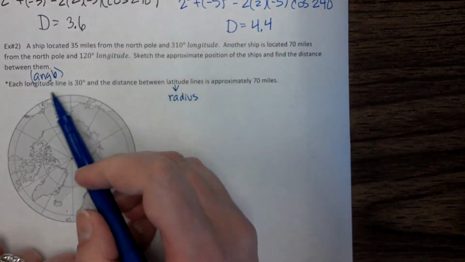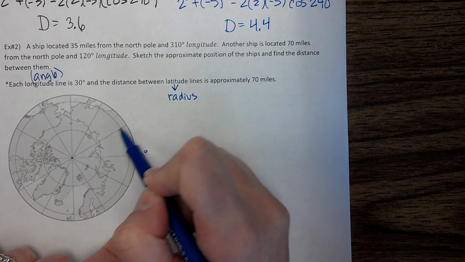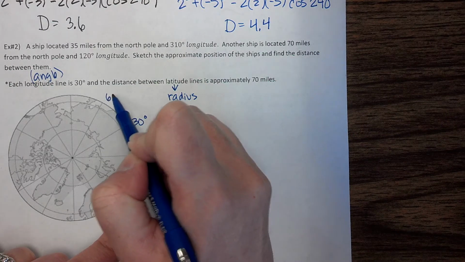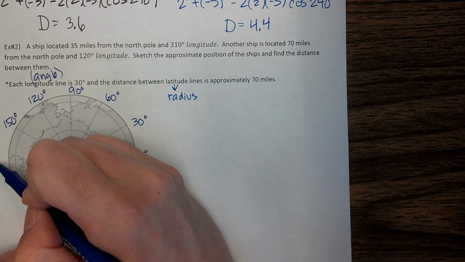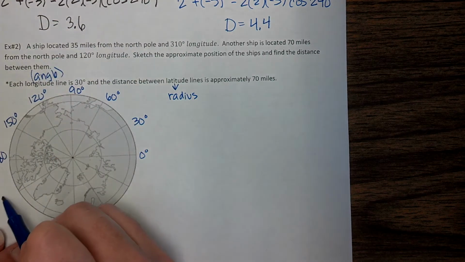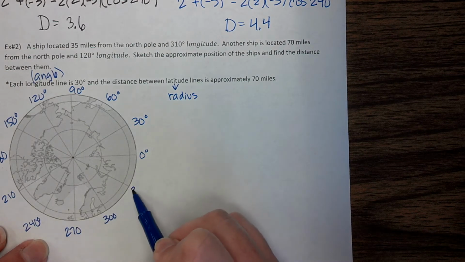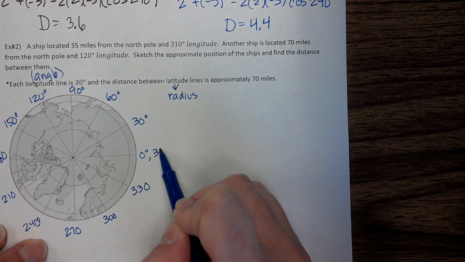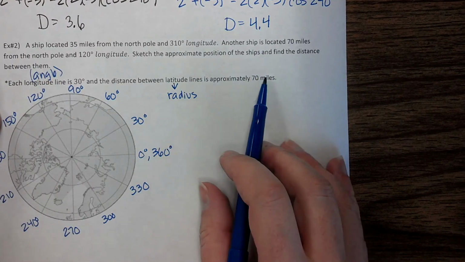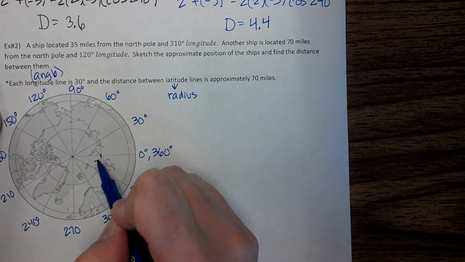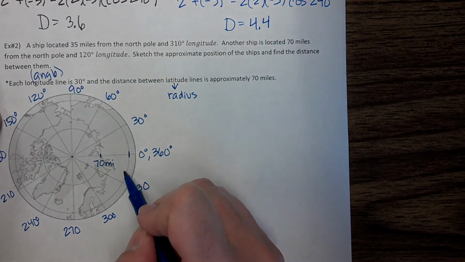Alright, so let's see here. So it says each longitude line is 30 degrees, so we're still going to have 0 degrees here. So that means each of these angle lines is 30 degrees. So let's fill that in. Alright, so now it says, and the distance between the latitude lines is approximately 70 miles. So this first radius is going to mean 70 miles, and then the second radius here is going to be 140 miles.